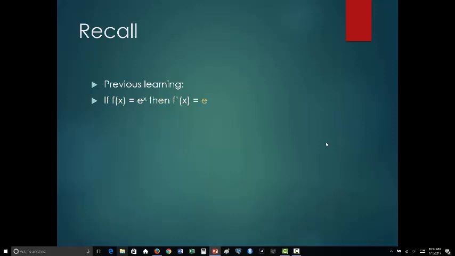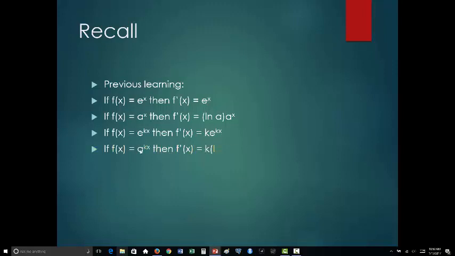All right, let's do some transcendental functions. If f of x is equal to e to the x, then the derivative is just e to the x. If you have f of x equal to a to the x, then the derivative is just natural log of a times a to the x. And these two other ones are just to recall from the chain rule. If you have e to the kx, the derivative is k e to the kx, and the same thing here. a to the kx, then it's k times natural log of a times a to the kx. So we can use these to help us find the antiderivatives.